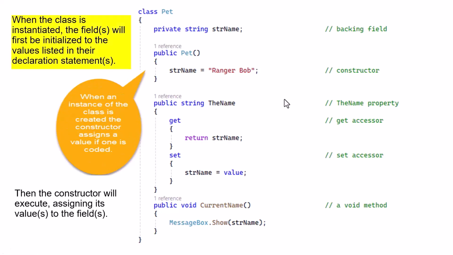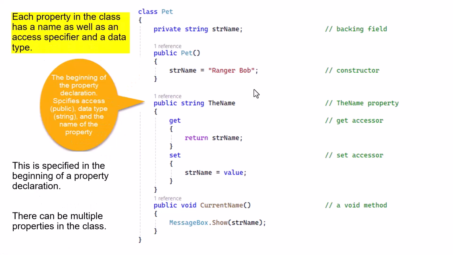When the class is instantiated, the fields will be initialized to the values listed in the declaration statement. So here's your constructor right here. And this is going to actually create this. So if something's in here, it's going to get instantiated to this. So string name will have Ranger Bob in it. The constructor will execute, assigning its value to the fields. If there's nothing in this area right here, you'll get nulls. Or you'll get a 0 if it happens to be a numeric value. They don't have to be string values. They can be any data type you want here.